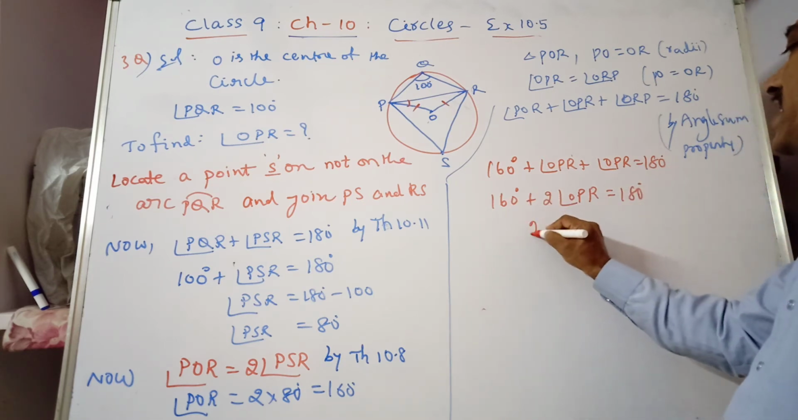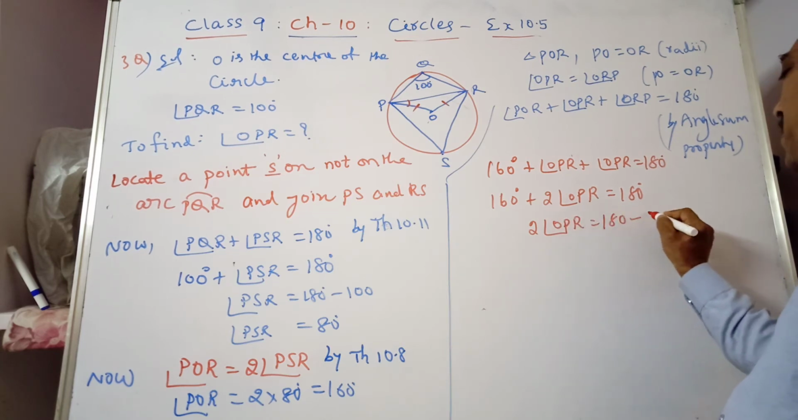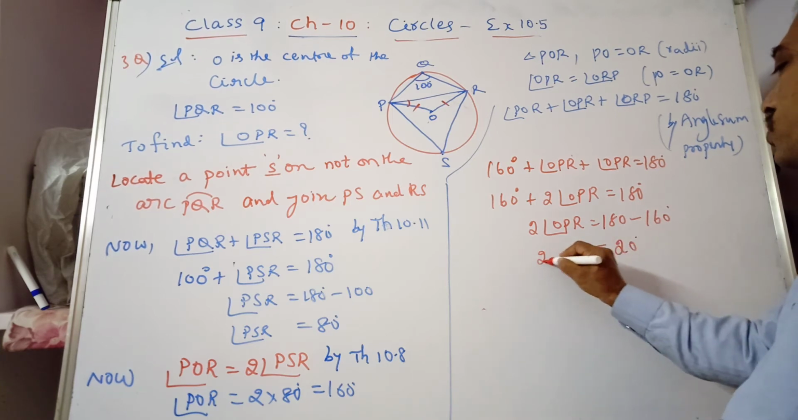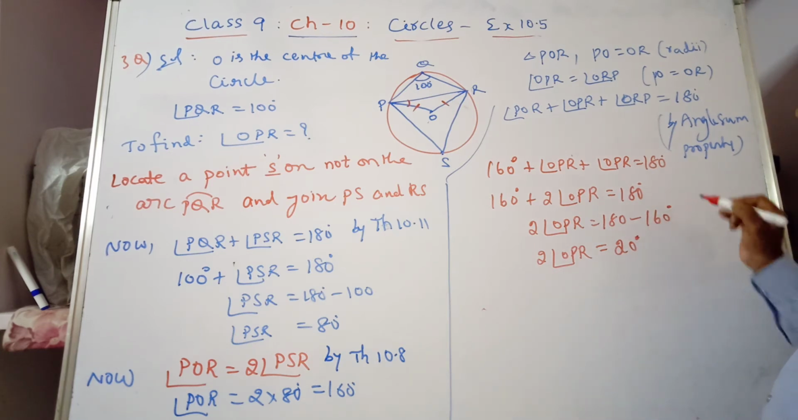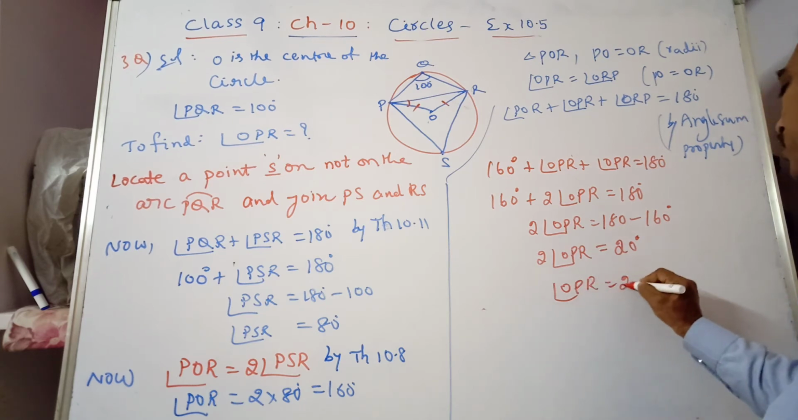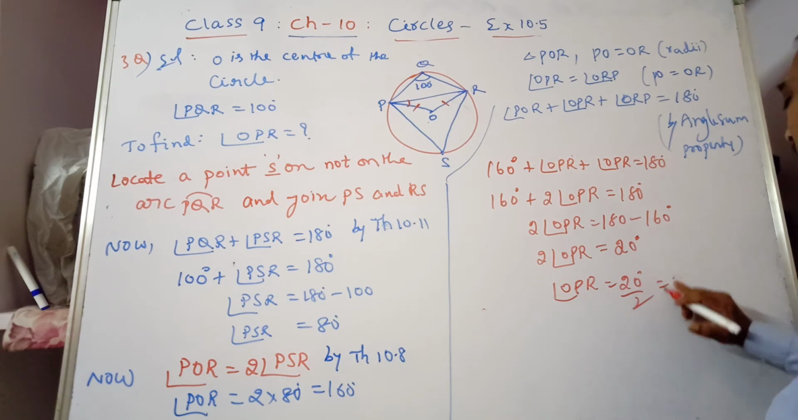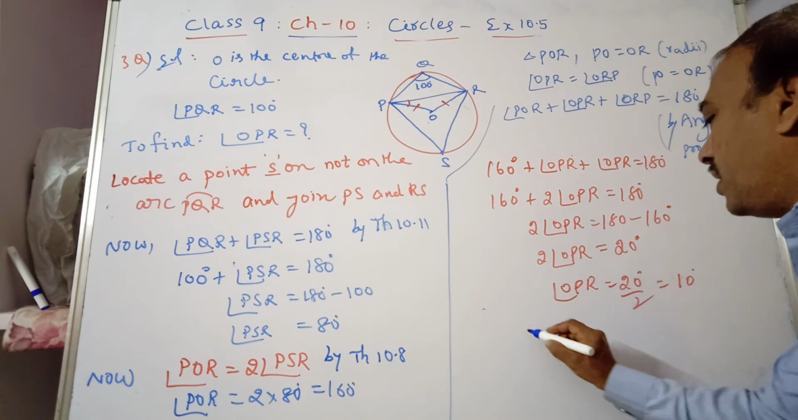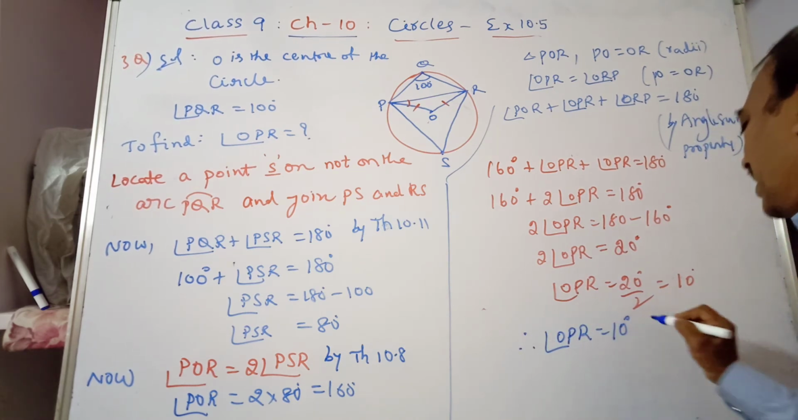Transpose 160 degrees to this side. 2 times OPR is equal to 180 minus 160 degrees, which will give you 20 degrees. So 2 times OPR is equal to 20 degrees. Then transpose the 2 to this side. Angle OPR is equal to 20 by 2, which is nothing but 10 degrees. Therefore angle OPR is equal to 10 degrees.